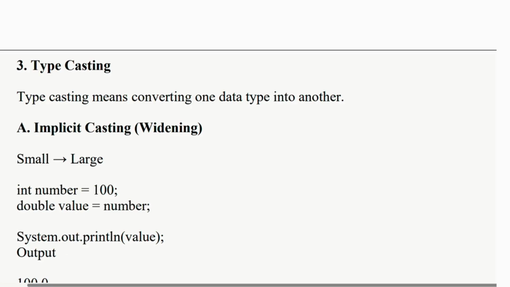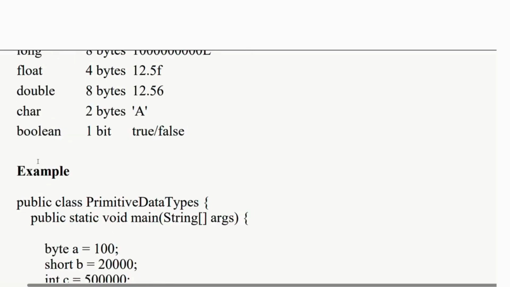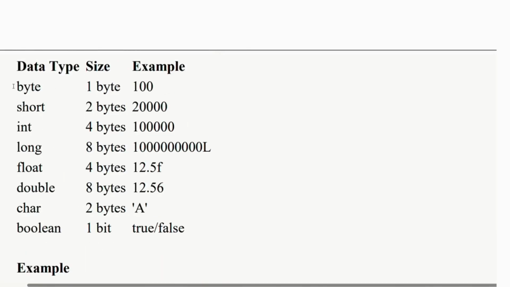Implicit typecasting is also known as widening. Widening means converting a smaller type of data into a larger type of data. What does it mean? Byte size is 1 byte and short is 2 bytes. If I want to convert byte into short, the compiler will do it on its own. That is known as widening.